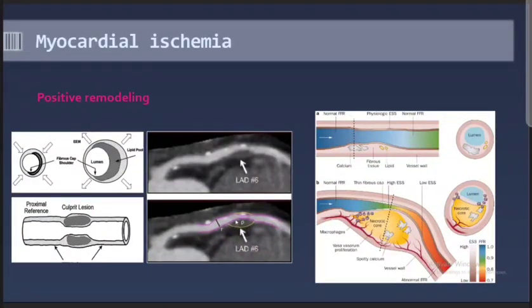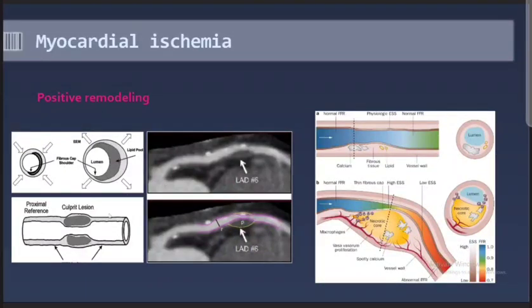The plaque encroaches upon the lumen, and the lumen here is narrowed compared to the reference proximal to it. And at the same time, the plaque encroaches upon the fat outside the artery, and so the whole width of the artery has increased. This is called positive remodeling.